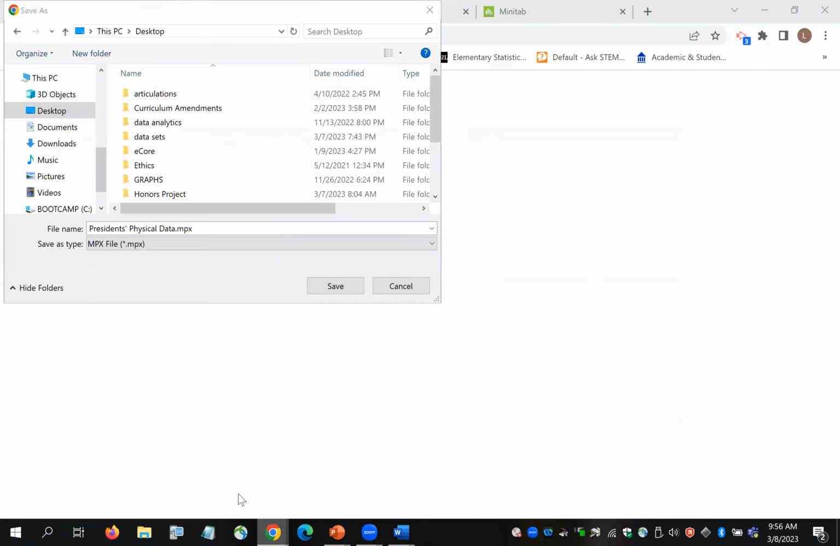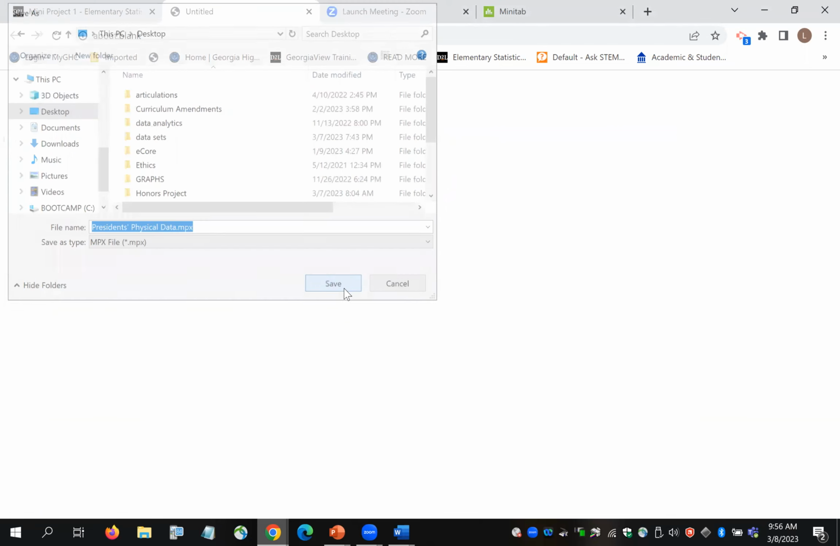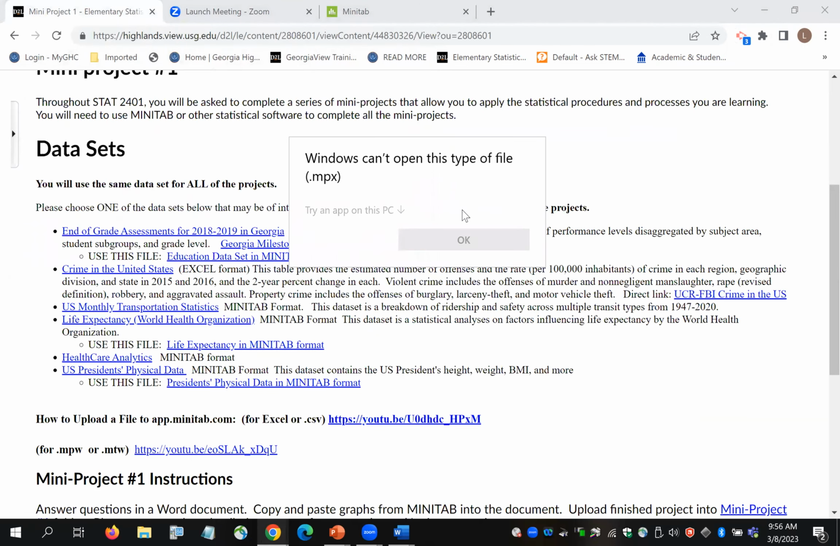Okay, but I want to put the file somewhere where I know where it is. And I'm going to tell it to save it. Do not try to open it on your desktop. It won't open. It is specific to Minitab. You have to upload it to Minitab before it will open. If I go over here, see it says Windows cannot open this type of file. I know that. It's okay. I tell it okay.